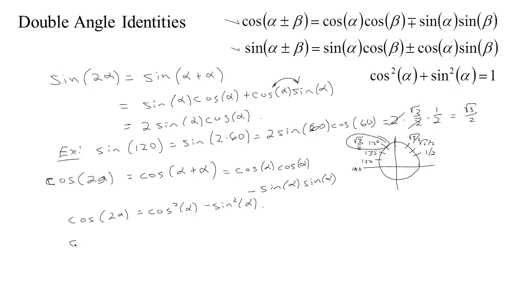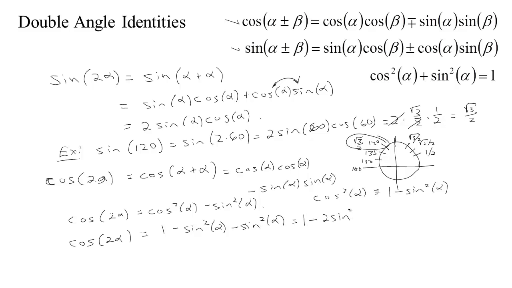That's handy. It's even more handy if we use our Pythagorean identity. According to the Pythagorean identity here, the cosine squared is 1 minus the sine squared. So we could replace cosine squared with 1 minus sine squared. We've got this other minus sine squared, and so we get 1 minus 2 sine squared alpha.